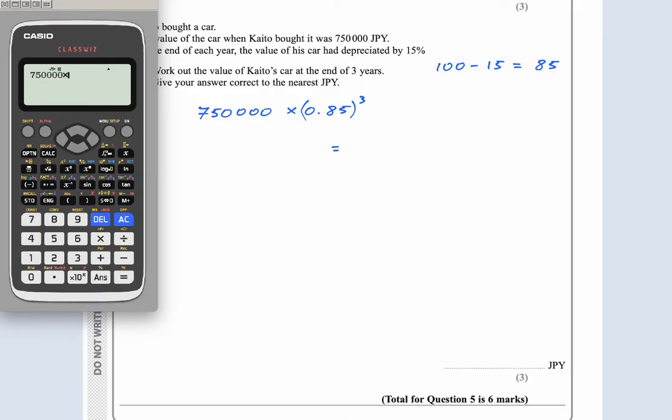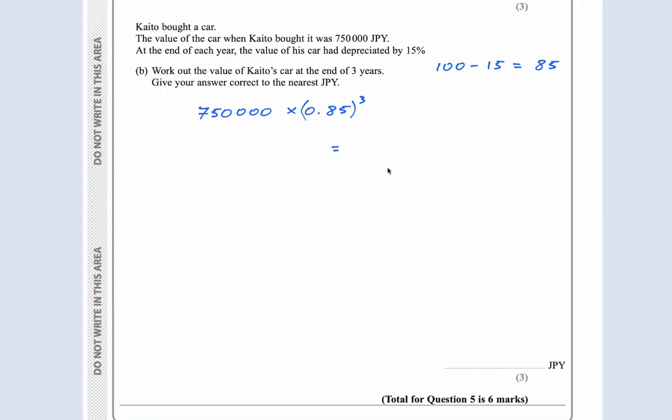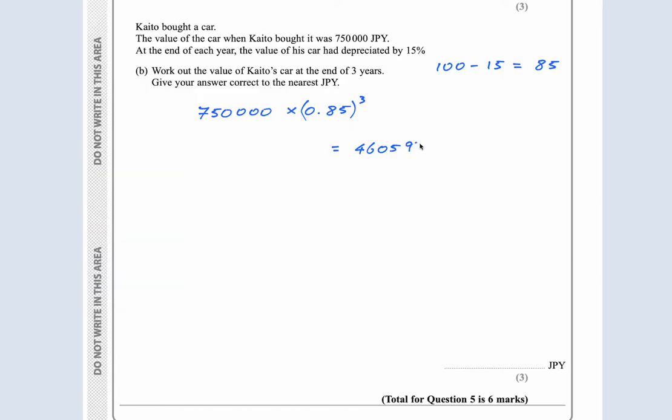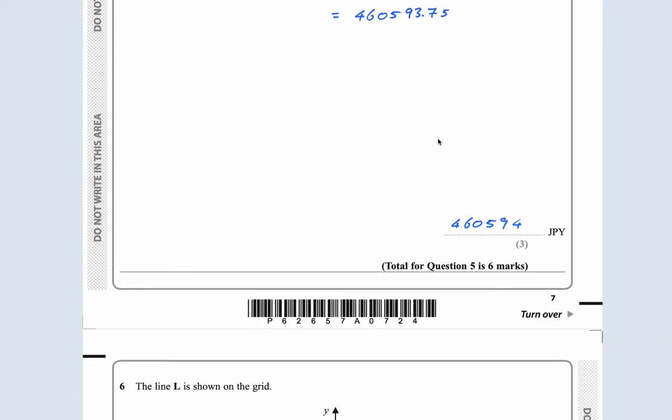750,000 times 0.85 to the power of 3. And this gives us 460,593.75, but he says to the nearest yen. So for the final mark, you gotta round it, guys. 460,594, because I look at this 7, so I need to round it up. Okay, that is question 5.